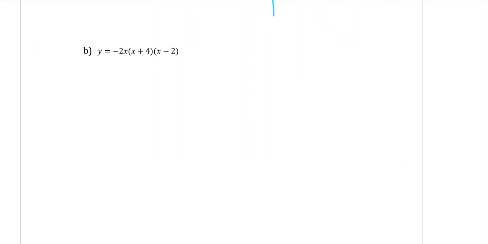Question B. That's again nicely factorized for us. So the first thing we're going to do is read off the zeros, which come from the brackets, but also if there's an x out the front, that also gives us a 0. So if we have a -2x at the front, -2x equals 0 will just give us x is equal to 0. That would be the first solution. The second bracket would be x is equal to -4. And the final bracket would be x is equal to +2.